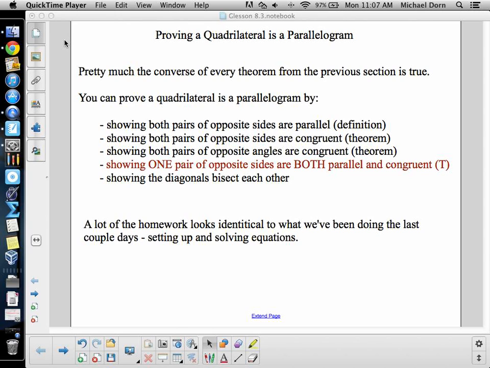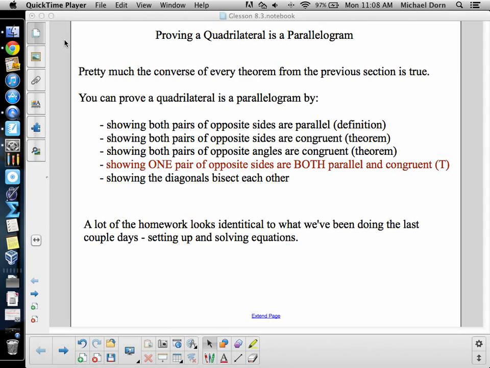So remember converse. Basically, in our last section it said, if it's a parallelogram, then the opposite sides are parallel. Both pairs of opposite sides are parallel. This reverses that. If both pairs of opposite sides are parallel, then a quadrilateral is a parallelogram. And basically it's the converse of everything we've learned. The ways to prove that something is a parallelogram.